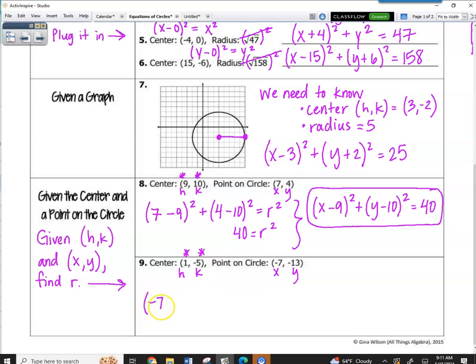X is negative 7, h squared plus y, k squared equals r squared. What'd y'all get? Is it 128? Yeah. And we don't want to square root it, we just want to write the equation.